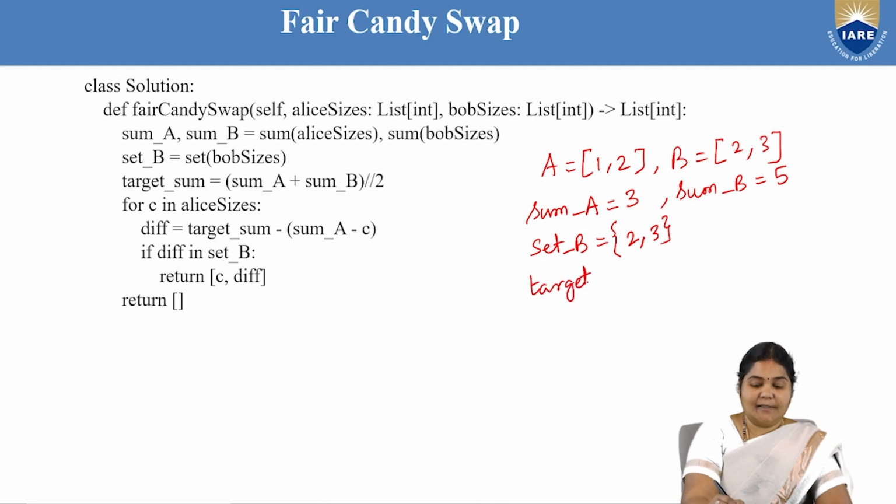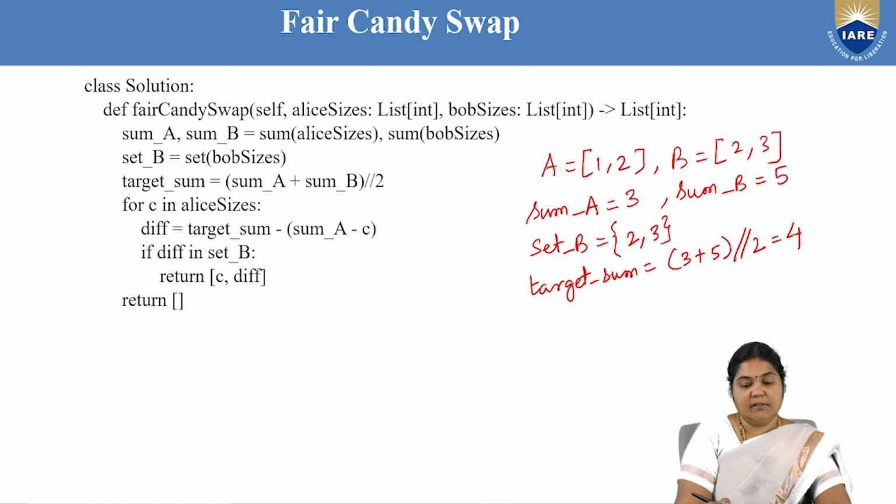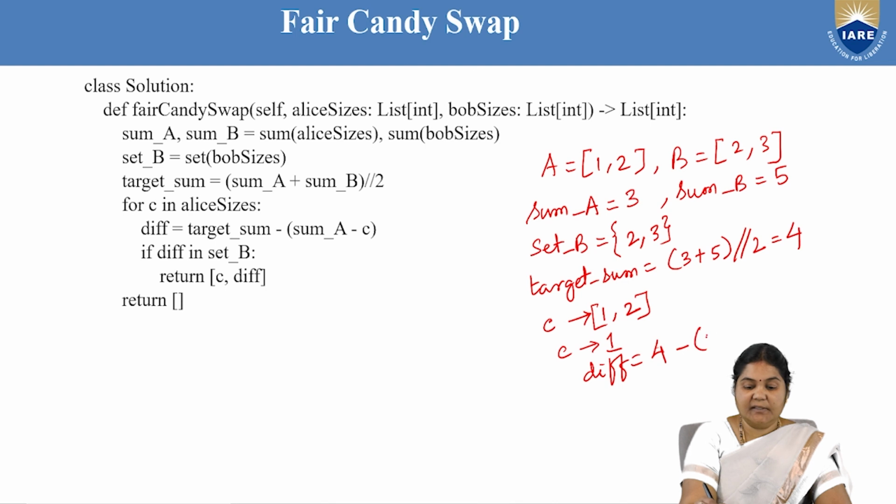Now find the target sum. Target sum is nothing but sum of A plus sum of B by 2, which is 3 plus 5 by 2. 8 by 2 is 4. So 4 is the target sum, meaning each should have 4 candies at the end. So for every candy in Alice sizes, which is 1 and 2, the first time candy's value is 1. Now find the difference. Difference is target sum 4 minus sum of A, which is 3, minus candy 1. So it is 2.